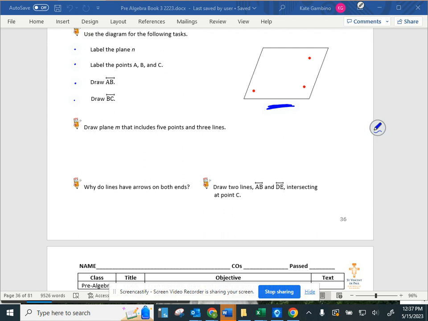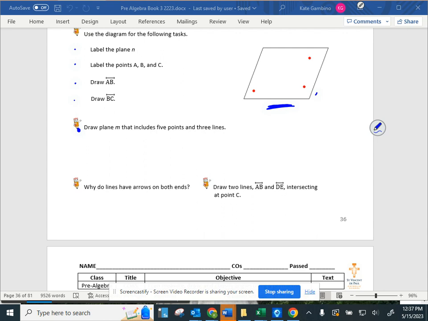Then you're gonna do something similar all on your own, and you're gonna draw a plane that includes 5 points and 3 lines. And you need to label them. 5 points and 3 lines. So you're gonna draw a plane. You can make it whatever shape you want. This one has 3 points in it. You need to put 5 points in it. Label them, and then draw 3 lines with those points.